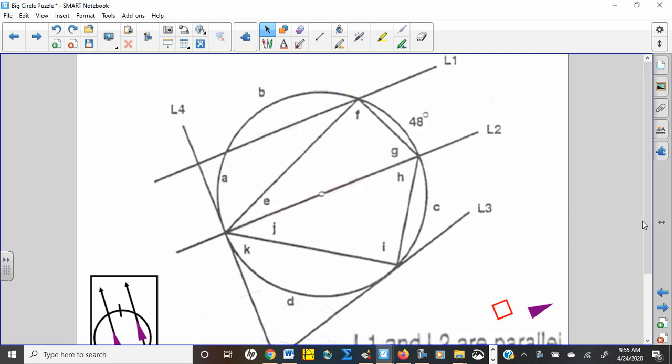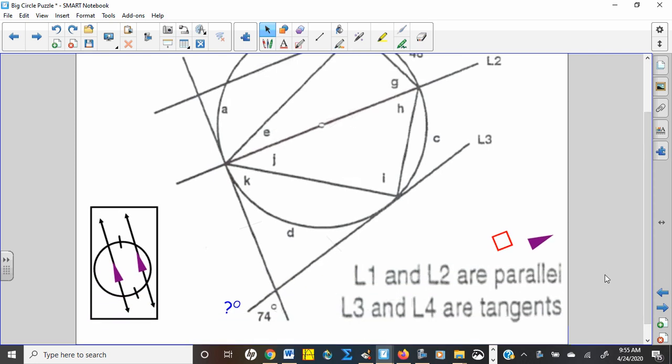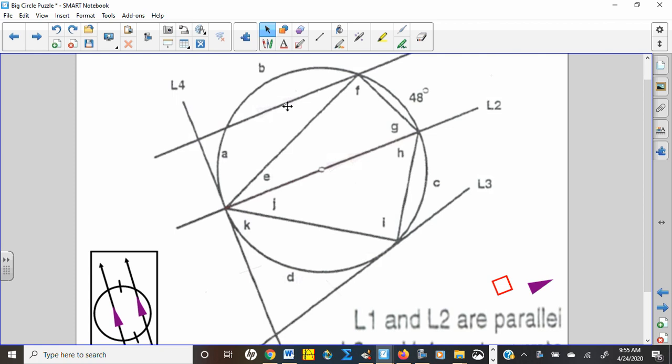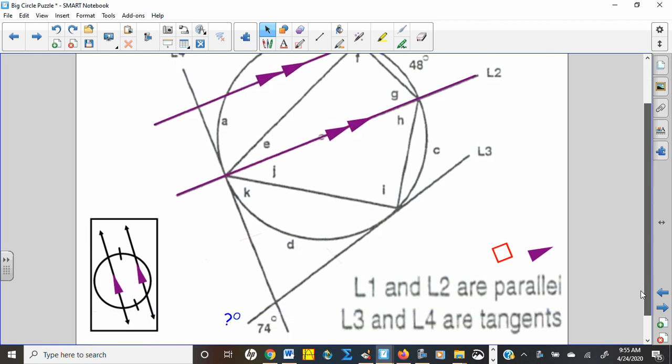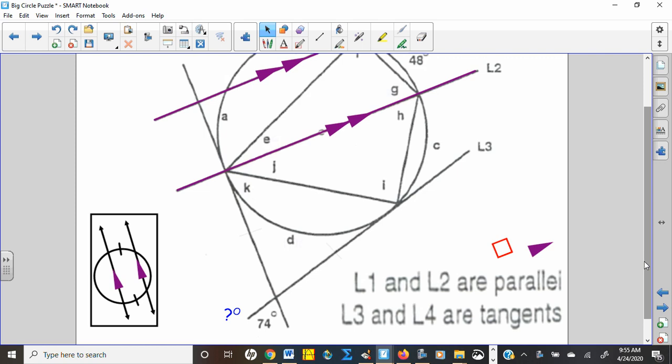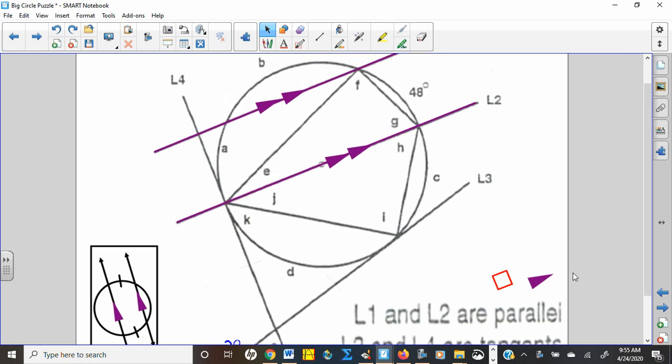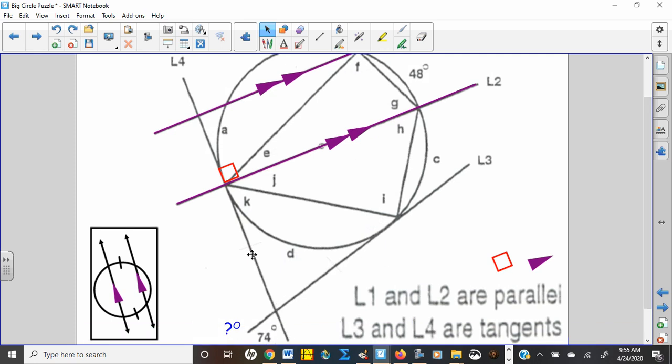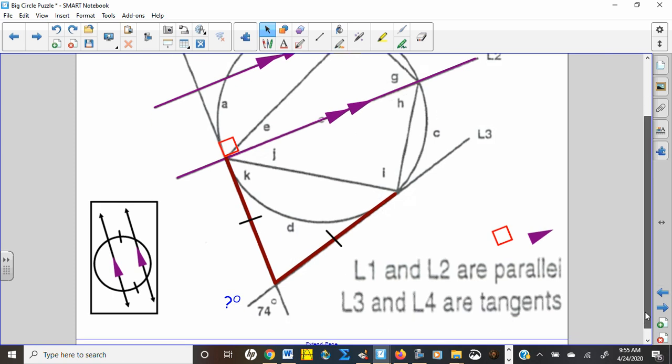The first thing I would do is pay attention to the things they tell you, like lines 1 and 2 are parallel. So I would definitely remind myself that those are parallel lines. And I would definitely notice that lines 3 and 4 are tangents. That's important too, because tangents have special properties. Theorem 10.1 tells us that we have perpendicular relationships with radii and tangent lines. And theorem 10.2 tells us that two tangent segments from the same point outside, like these two tangents coming in, are going to be congruent. So that's really important information for us to know.